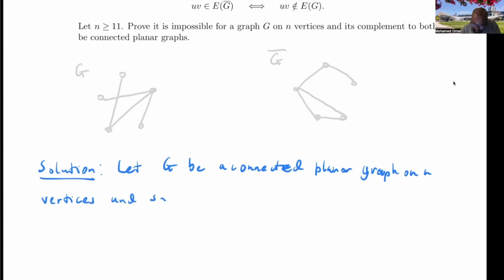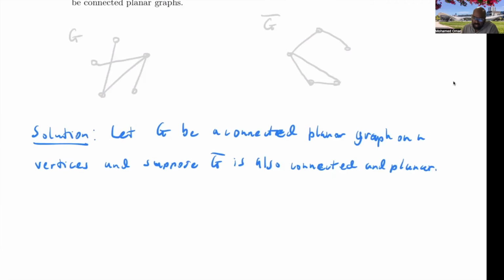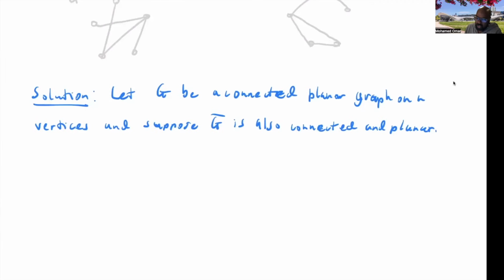And suppose the complement is also connected and planar. Okay, so we have an inequality that is demanded by each of these. Then the number of edges in G, which has n vertices, has to be less than or equal to 3n minus 6.